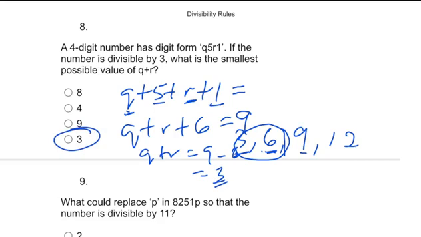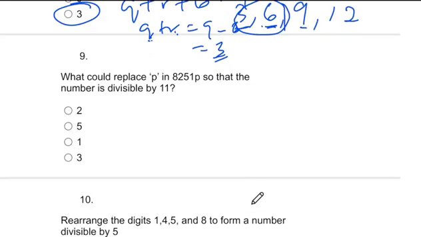Did you get the logic there? It's so simple. So that means either Q or R, one will be 2, one will be 1. That's what it means. So we move to the next one, and that is question number 9. Question 9. What could replace P in this so that the number is divisible by 11?